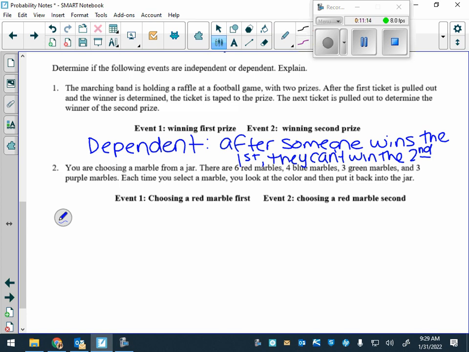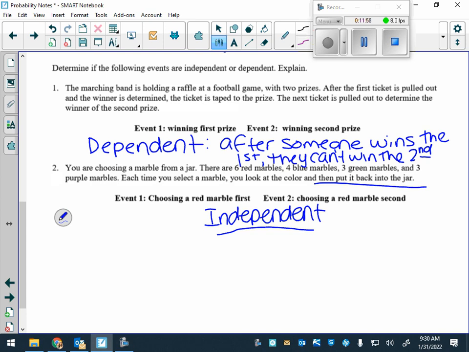All right. Now if we look at the next one, you are choosing a marble from a jar. There are 6 red marbles, 4 blue, 3 green, and 3 purple. Each time you select a marble, you look at the color, then put it back in the jar. So, first event, choosing a red marble first. Event 2, choosing a red marble second. Are these independent or dependent? Riley? Independent. What was the key word? Independent because it was put back in the jar. Okay?